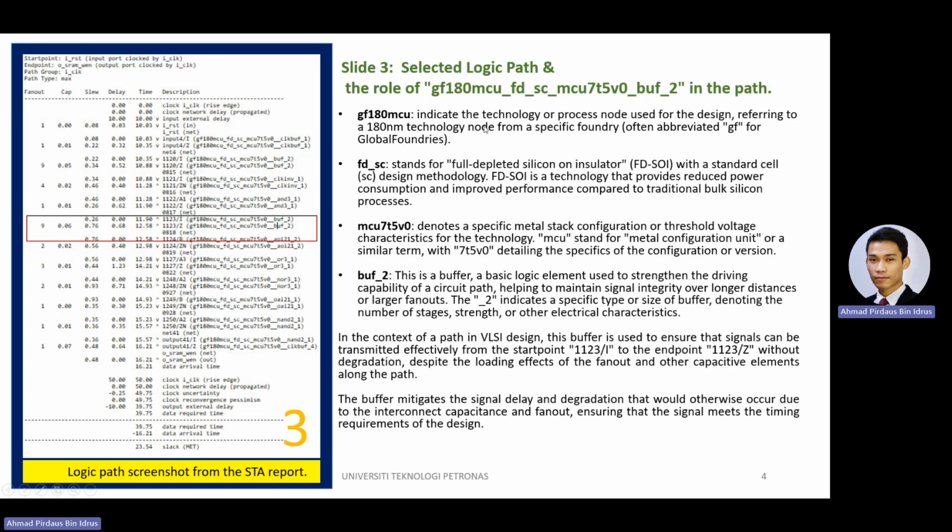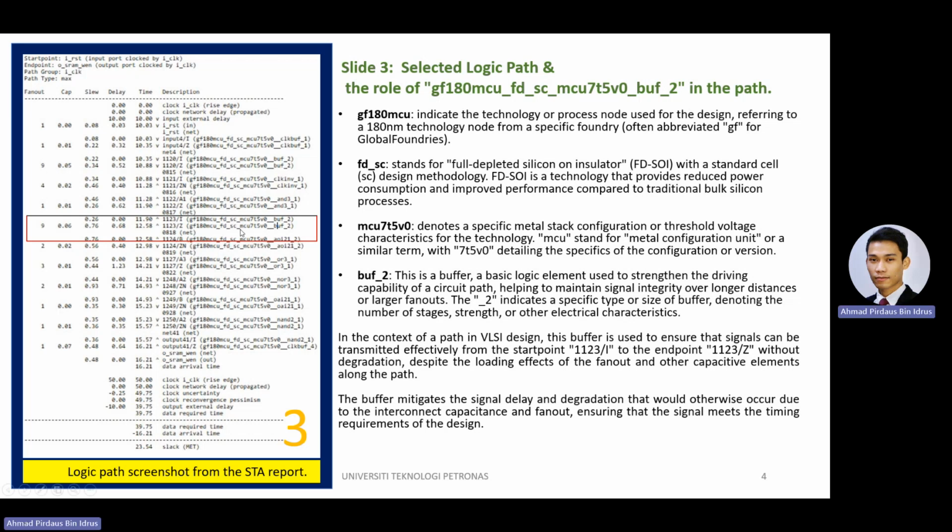GF180 MCU indicates the technology or process node used for the design, referring to the 180 nanometer technology node from a specific foundry. In this case, GF is GlobalFoundries. And then the FD underscore IC stands for fully depleted silicon on insulator, FD-SOI, with a standard cell SC design methodology. FD-SOI is a technology that provides reduced power consumption and improved performance compared to traditional bulk silicon processes.